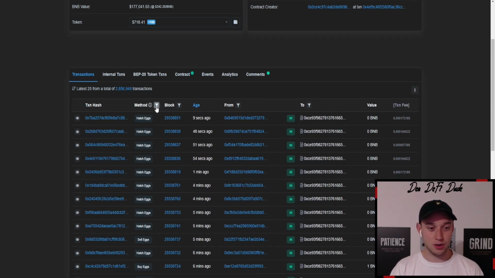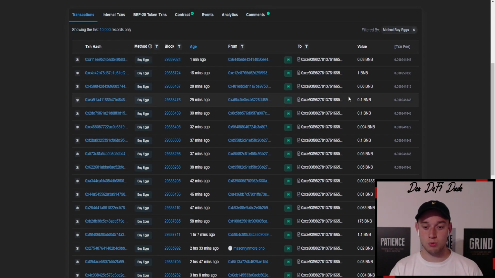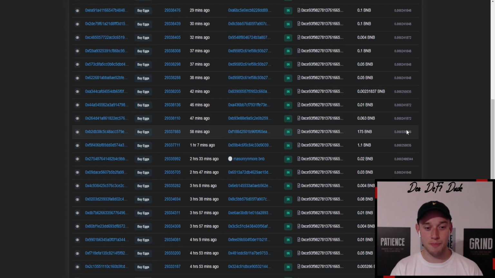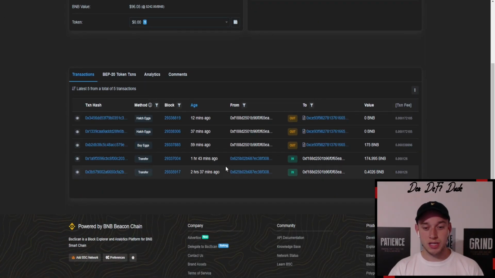So I filtered all the buys, the sells and the hatch transactions by the buys, and took a look which wallet deposited those 175 BNB. And I found it right here. It was around an hour ago. So I clicked on this wallet address right here. And as we can see, those BNB have just been transferred over to this wallet.